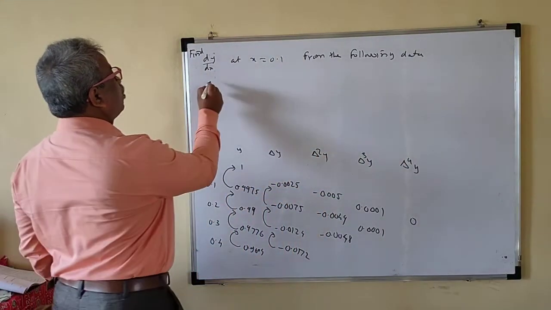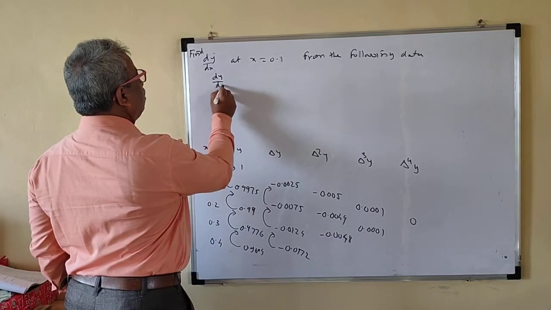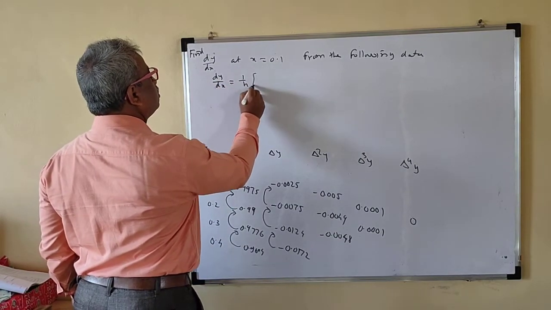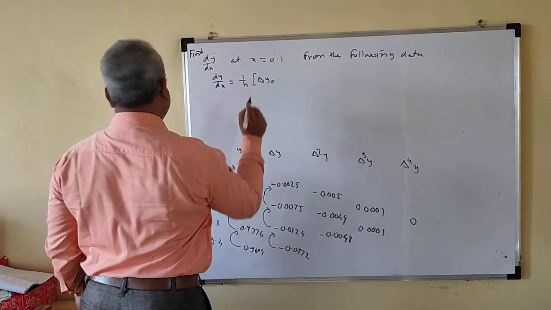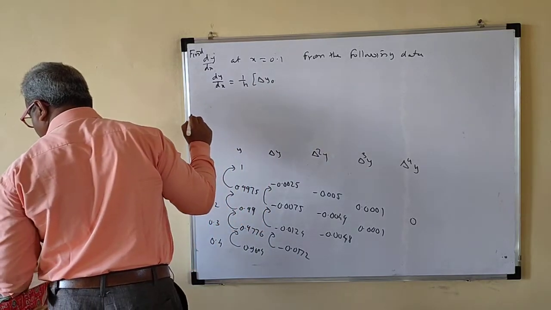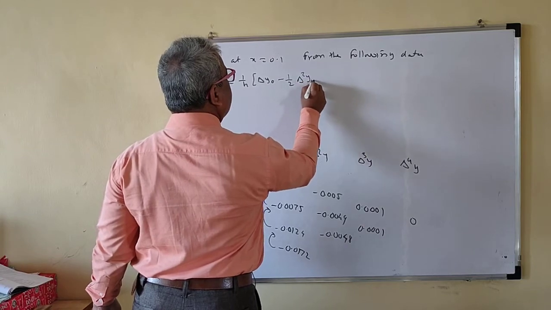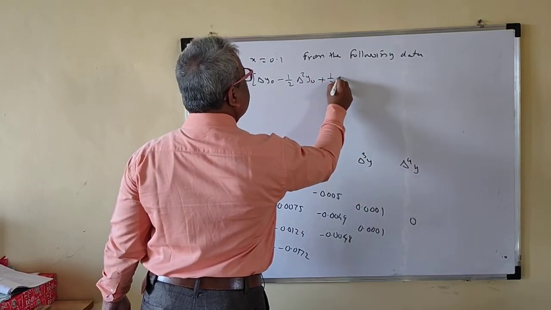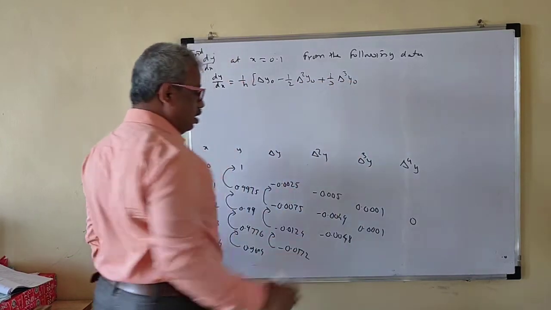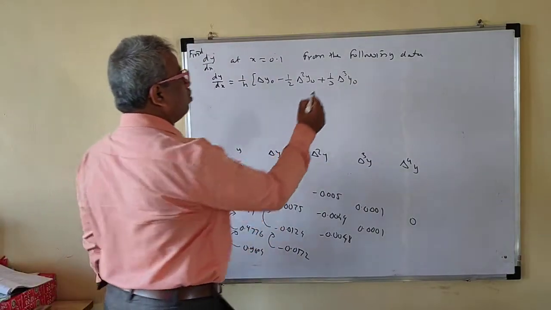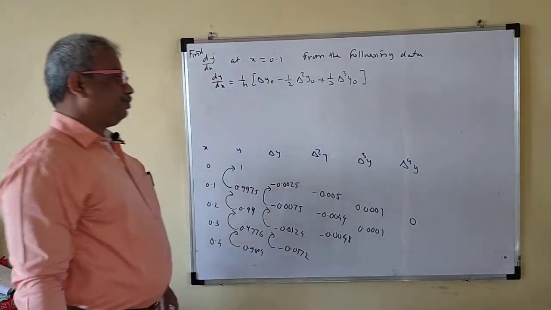Okay, so we write the formula for dy by dx now. dy by dx is 1 upon h times, we write the formula for del y naught minus 1 half del square y naught plus 1 by 3 del cube y naught. Okay, because del to the power 4 y naught is 0, so we close this bracket here.